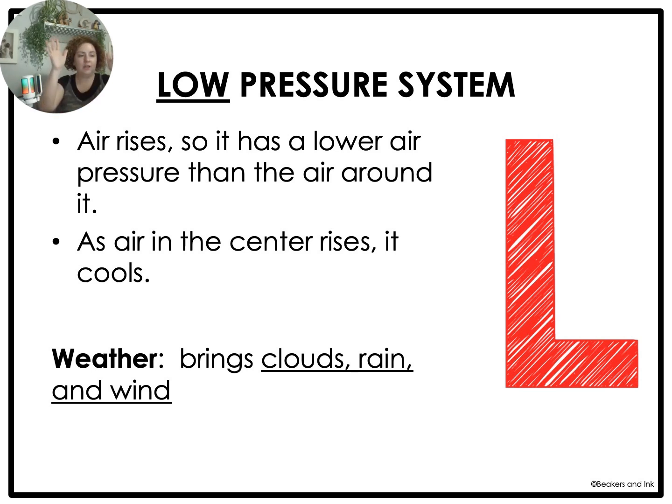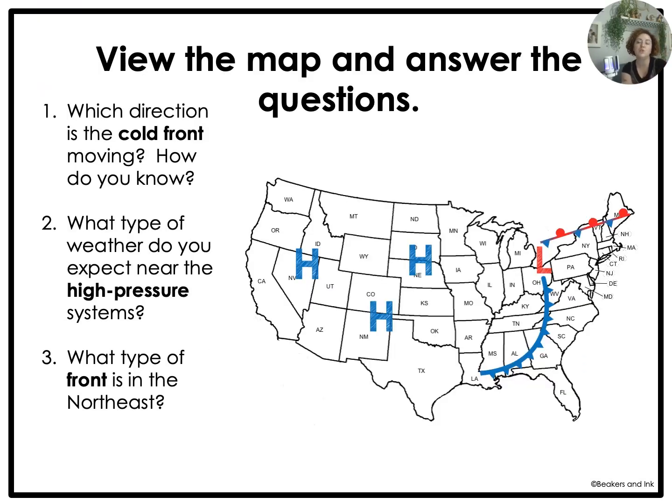It goes up, it cools, it condenses, so this brings on a lot of clouds, rain, and wind because you have that change in pressure. So, if we were to look at a map like this, view the map and answer the questions. What you get is a lot of questions of what is to come.